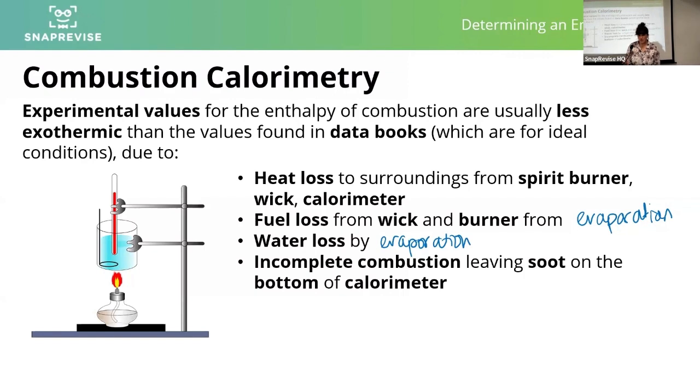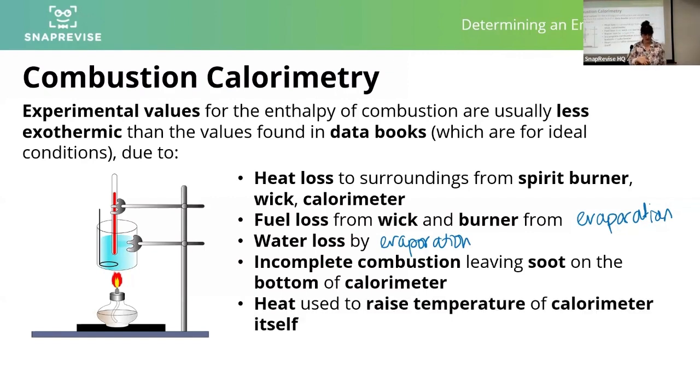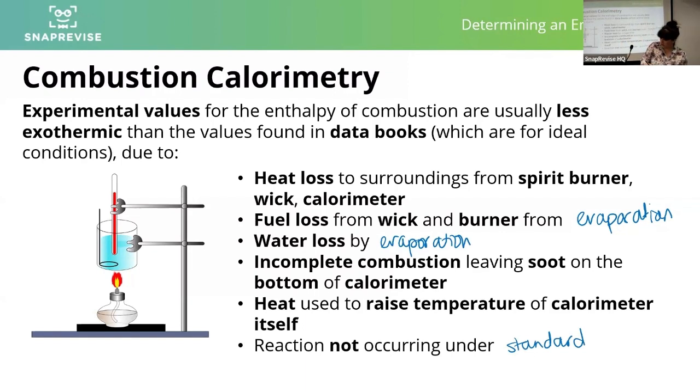We also might get incomplete combustion, which is not going to have the same enthalpy change as complete combustion. And we could see soot on the bottom of the calorimeter. There's also going to be heat that's used to raise the temperature of the calorimeter itself. So when you heat the water you might also heat the calorimeter as well. So you're going to lose heat from the water that way, or the heat won't be transferred to the water, it'll be transferred to the calorimeter. And we might not have the reaction occurring under standard conditions either. So maybe our temperature is a little higher or lower than it should be. That is also going to contribute to the data book value being different to the experimental value.